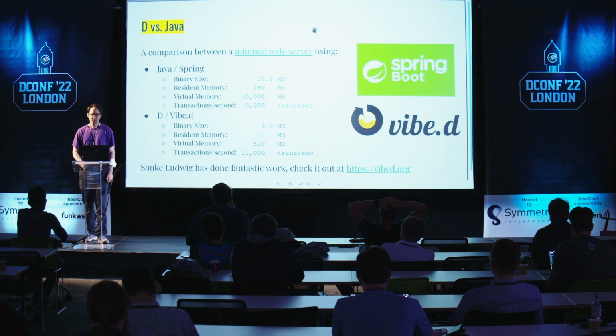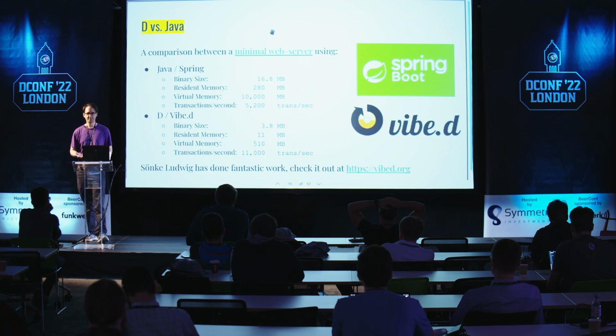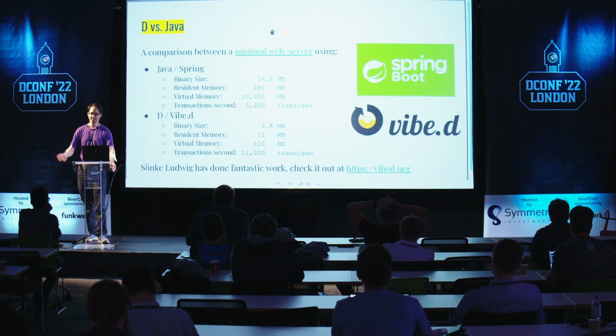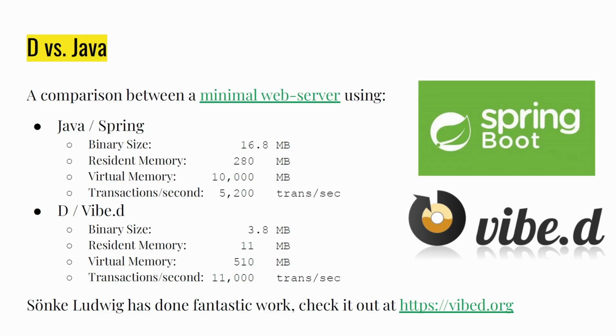So, kind of a practical example of looking at D versus Java. Take a minimal web service where you give it some data, it does some transformation on that data, and then spits you out a result using a REST interface. So, an HTTP call: send it something, get some data out. The requests per second using Java and the Spring framework I found to be about 5,200 transactions per second, which is pretty good, although the memory usage is quite high. The Java program used about 10 gigs of virtual memory in this case, and resident memory about 280 gigs.